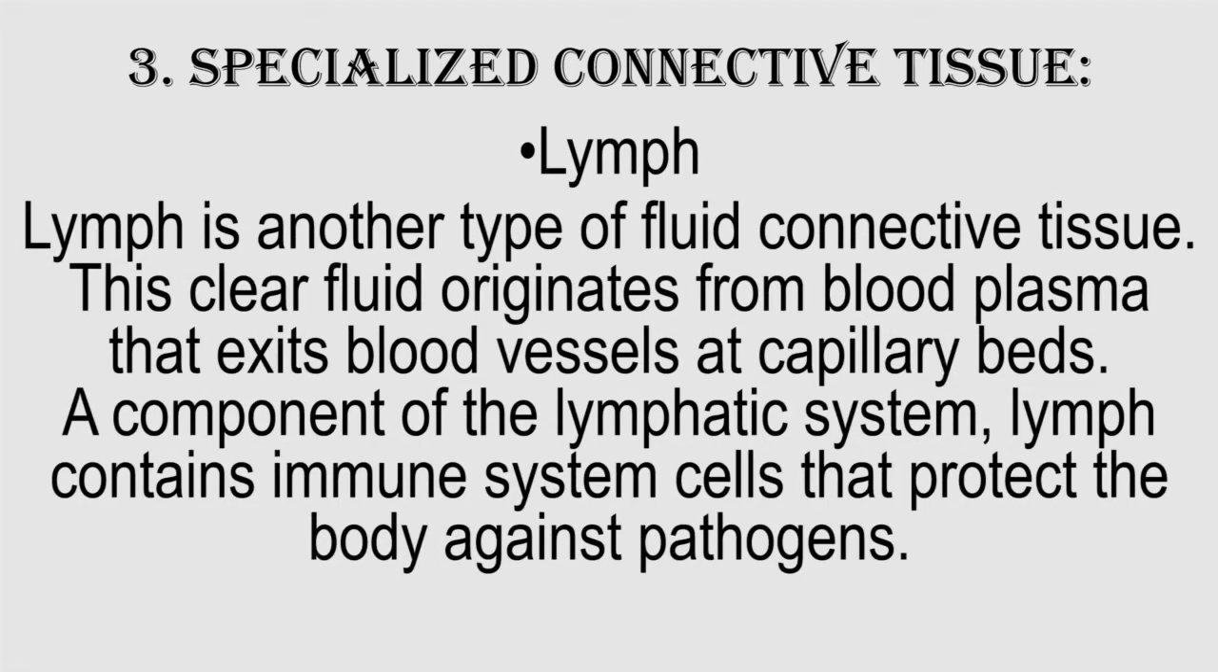Lymph. Lymph is another type of fluid connective tissue. This clear fluid originates from blood plasma that exits blood vessels at capillary beds. A component of the lymphatic system, lymph contains immune system cells that protect the body against pathogens.